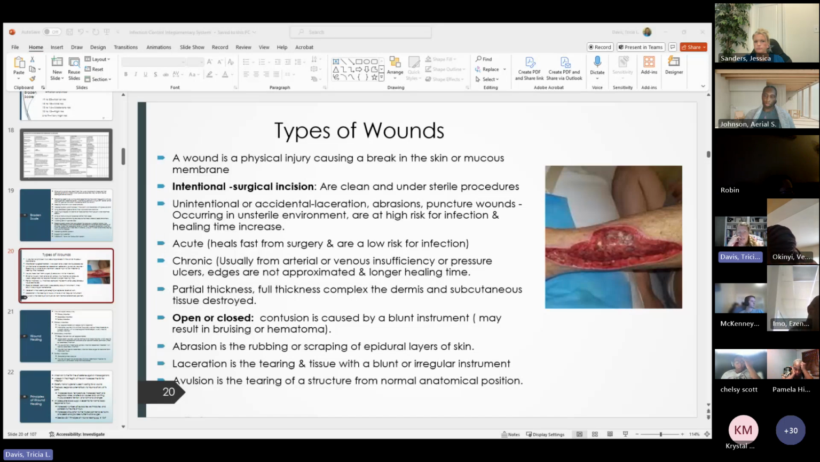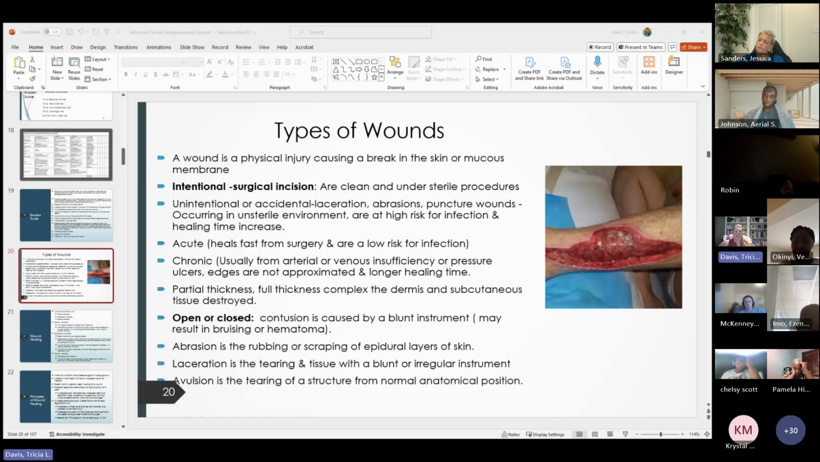When we think about a wound that could be open or closed, sometimes we might have a contusion that's caused by some type of blunt instrument. It may result in bruising or a hematoma. Okay, so the skin never opened up, but now we have this blood collection underneath the skin.